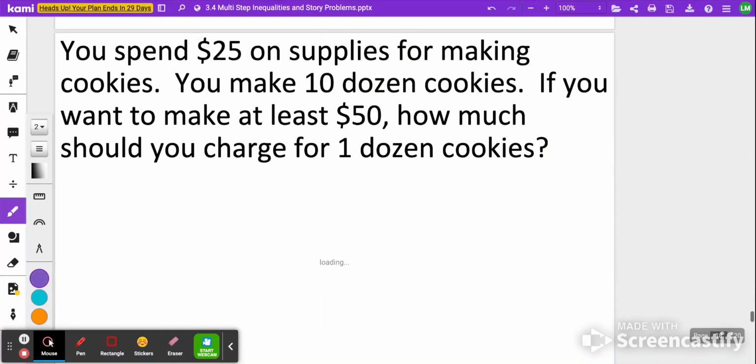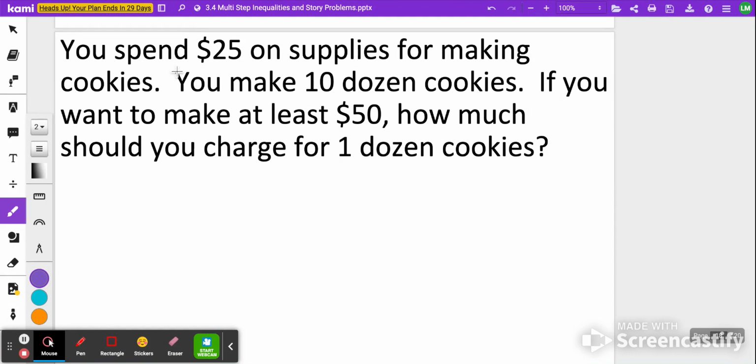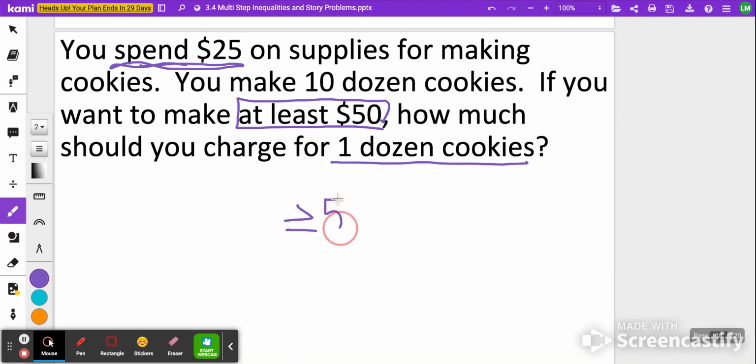The next one, you spend $25 on supplies for making cookies. Notice it says when you spend $25, that means you're taking away $25. You make 10 dozen cookies, and if you want to make at least $50, how much should you charge for 1 dozen cookies? So right now, I'm seeing two different things. At least $50 means I want greater than or equal to $50 in my bank account. Then it says, how much should I charge for the dozen cookies? I know that I made 10 dozen, but I don't know how much I'm charging for them. So that would mean I need to see 10x, okay?